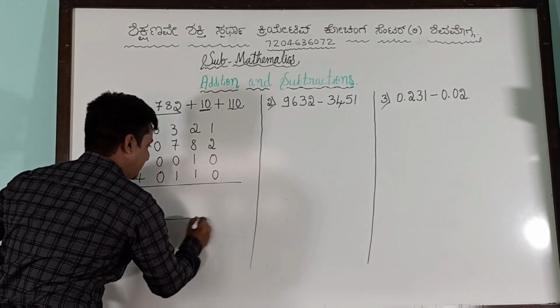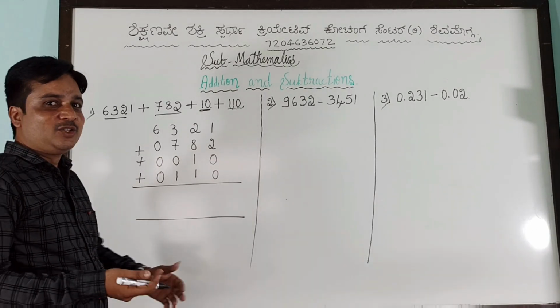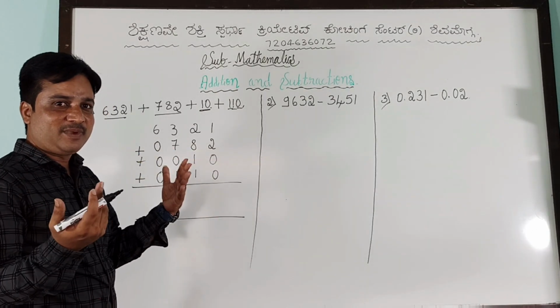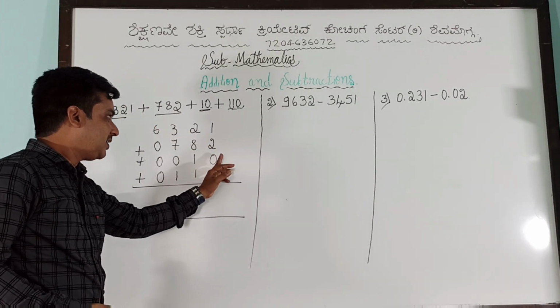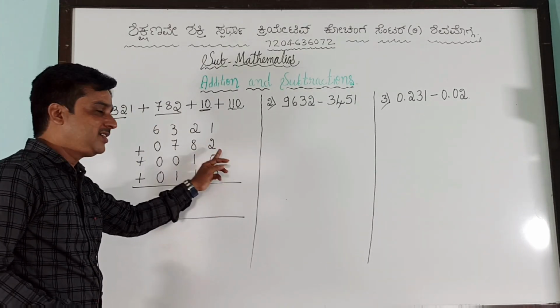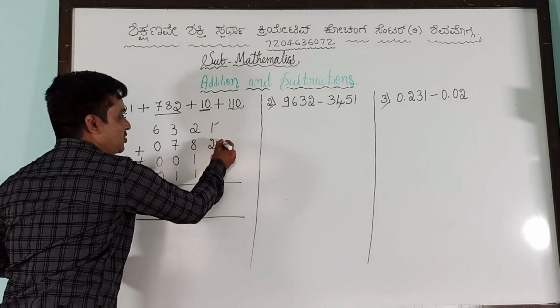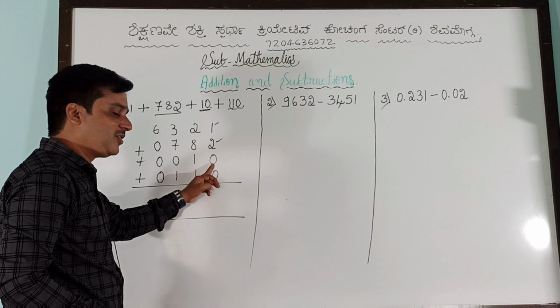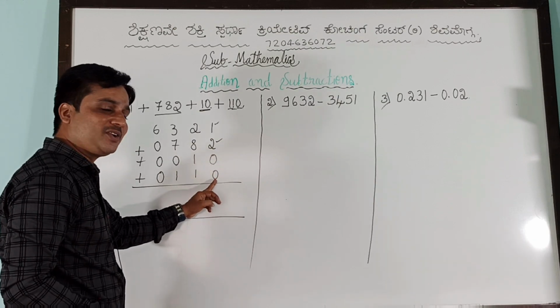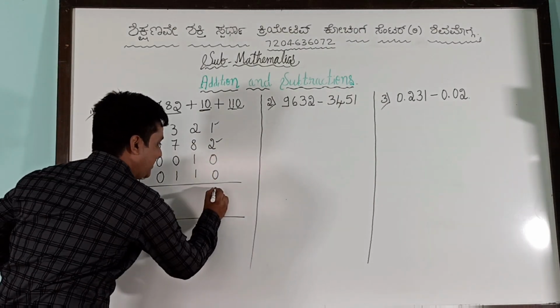Now let's add it. We know that addition means to join together. While we are adding, we have to add from the ones place number, right? So here, 1 plus 2 is equal to 3. 3 plus 0 is 3. So let's write 3 here.